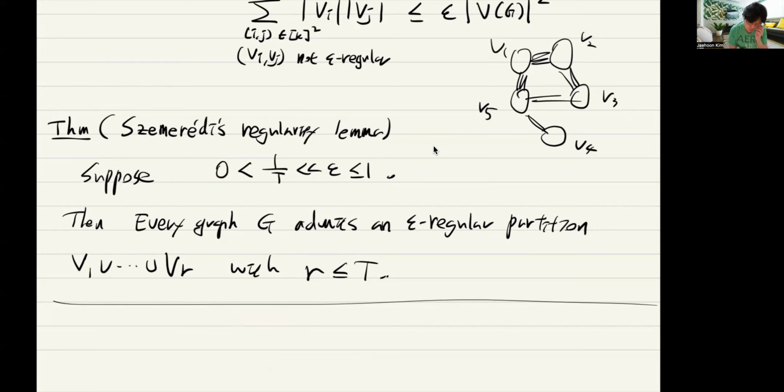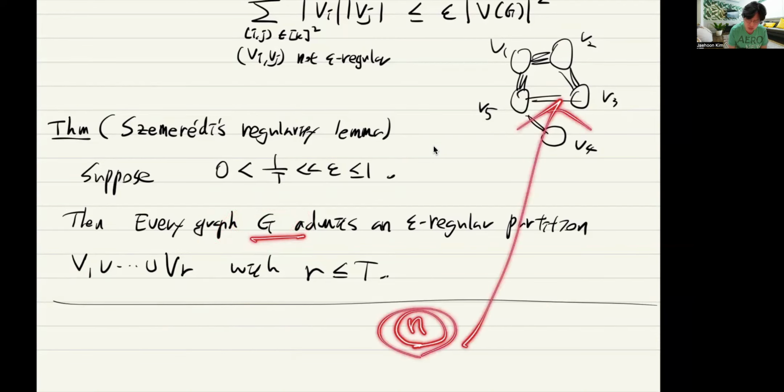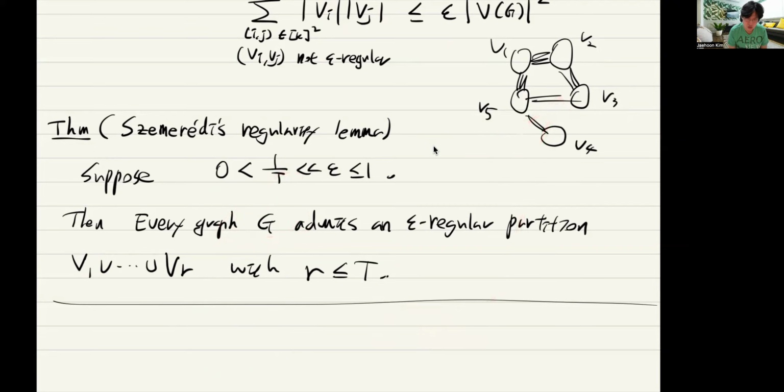So we bound the number of parts. No matter how large this graph is, it doesn't matter. It could contain n vertices, and this n could be much, much bigger than t. It's okay. So the number of parts is independent of n, the number of vertices. That's the point of this lemma.